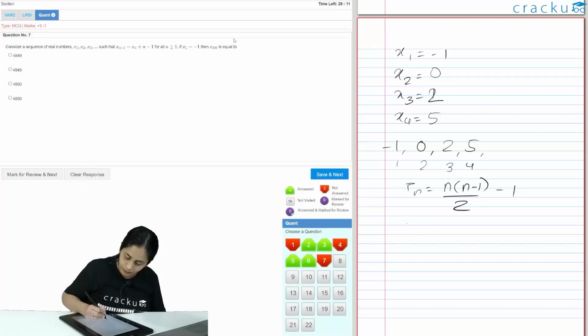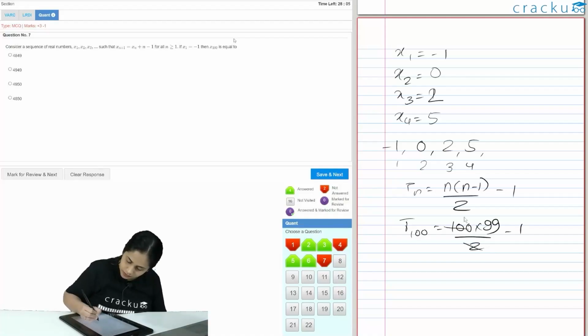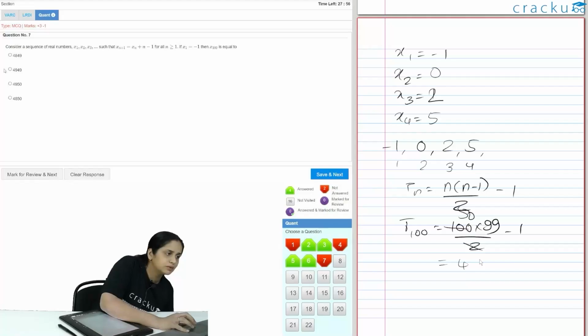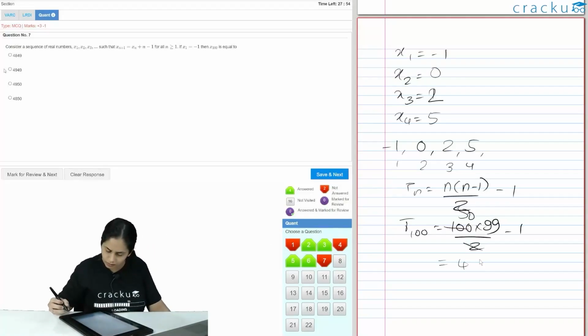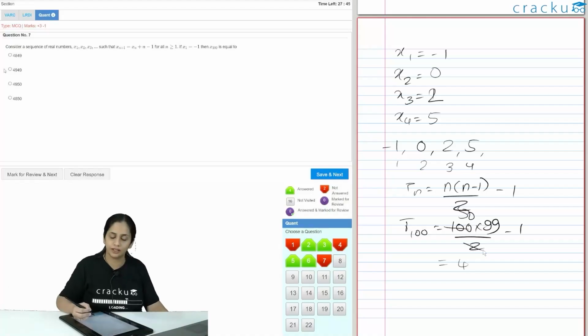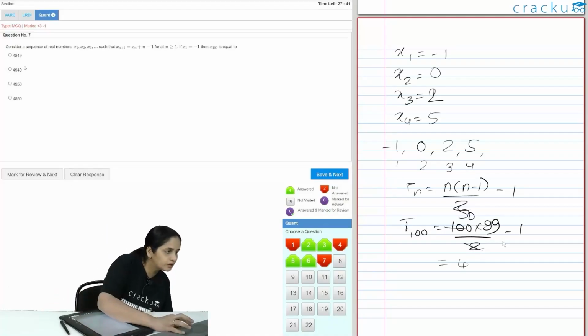So 100 would be, T100 is equal to 100 into 99 by 2 minus 1. This is 50. So this is equal to 5050 minus 50. So this is 5,4999. Shoot, what did I do wrong? 5,000 minus, so this would be 5,000 minus 50. So that would be 4949.